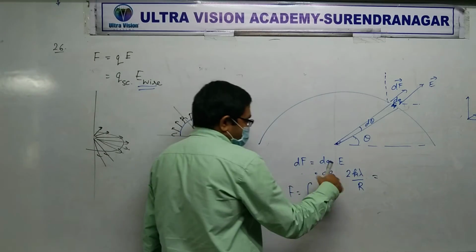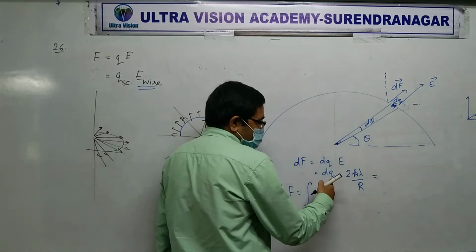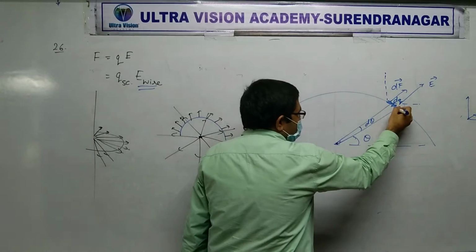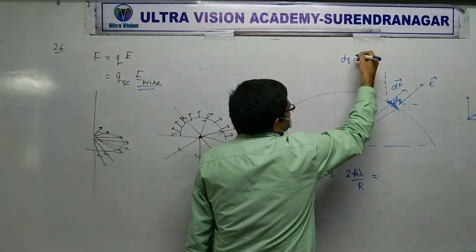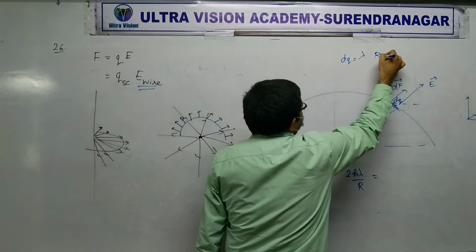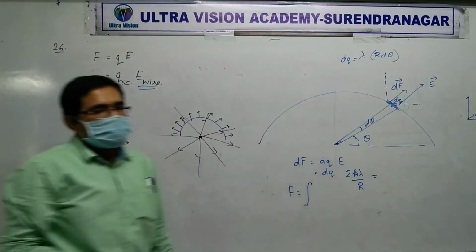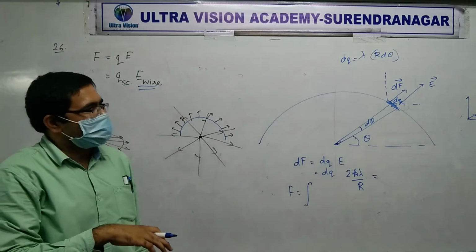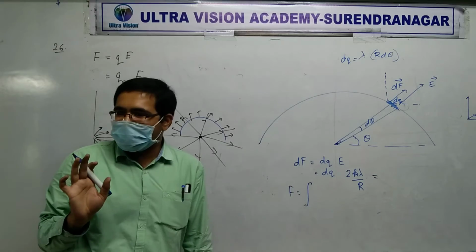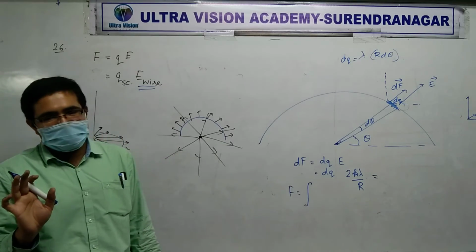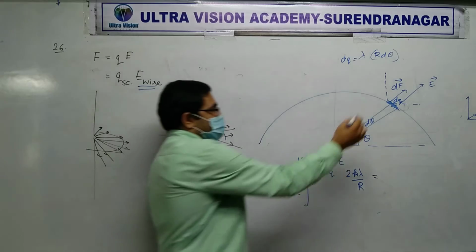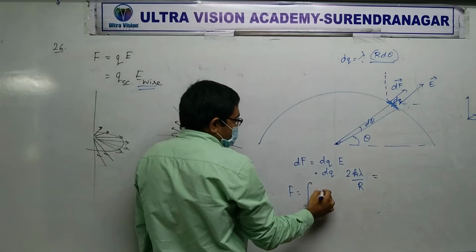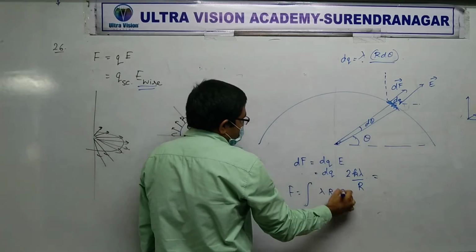Let's write it in the form of theta. dq, this is arc length. Yes or no? So arc length will be r d theta, so lambda into r into d theta. Arc length is r d theta multiplied by lambda. That gives you the small charge. Fine? Everyone got that? This is arc length multiplied by lambda. Okay, so here, lambda r d theta.